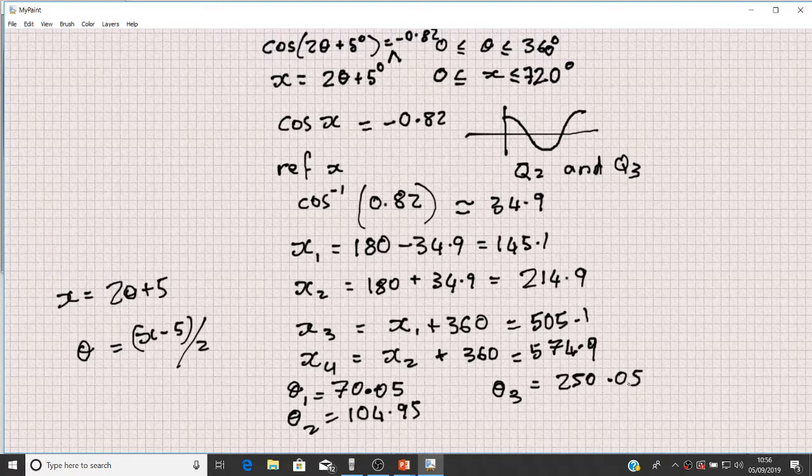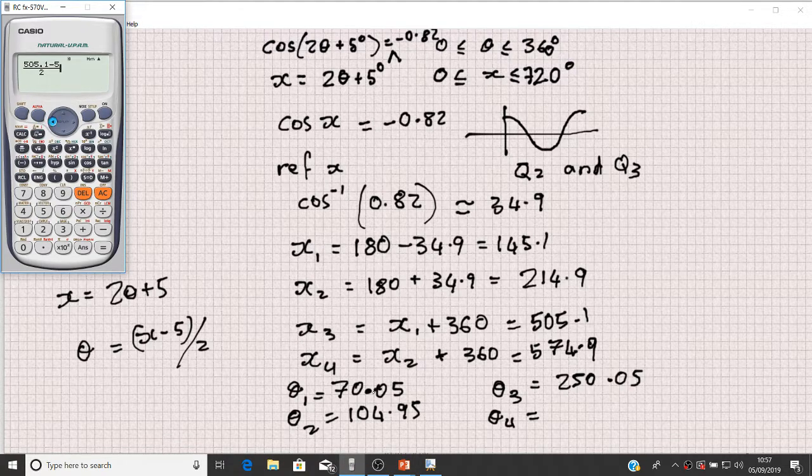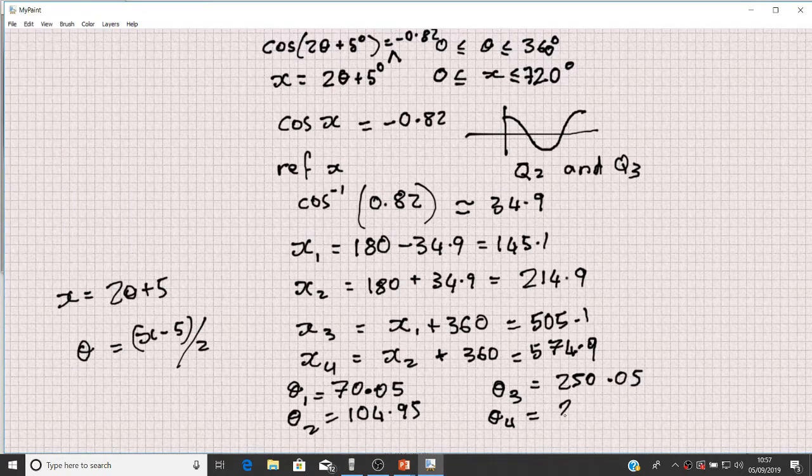And then finally, the last solution, theta 4, we'll just edit the last value to 574.9. And we have a final fourth solution of 284.95. So those are our 4 solutions for theta.